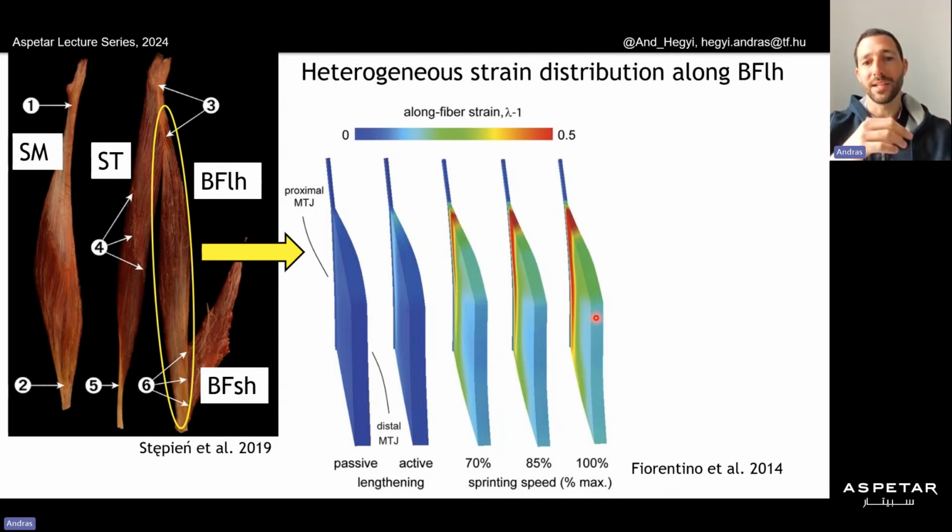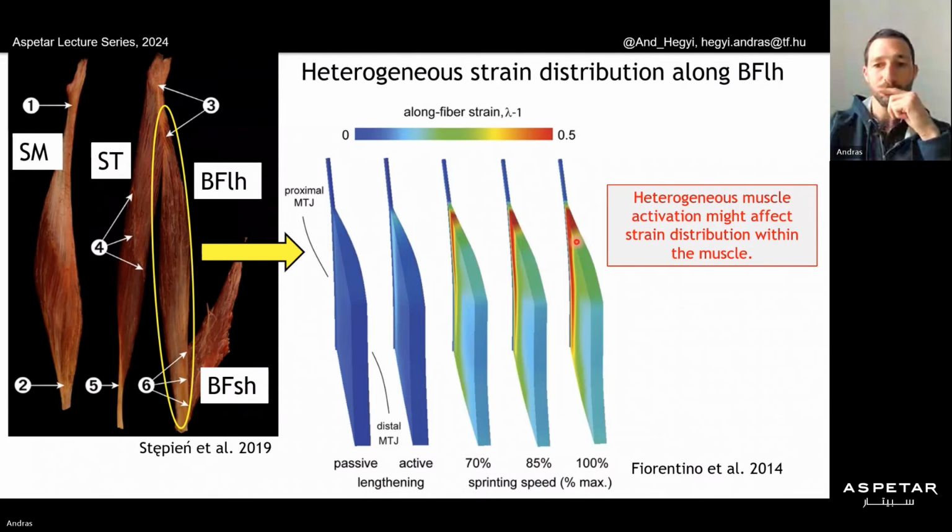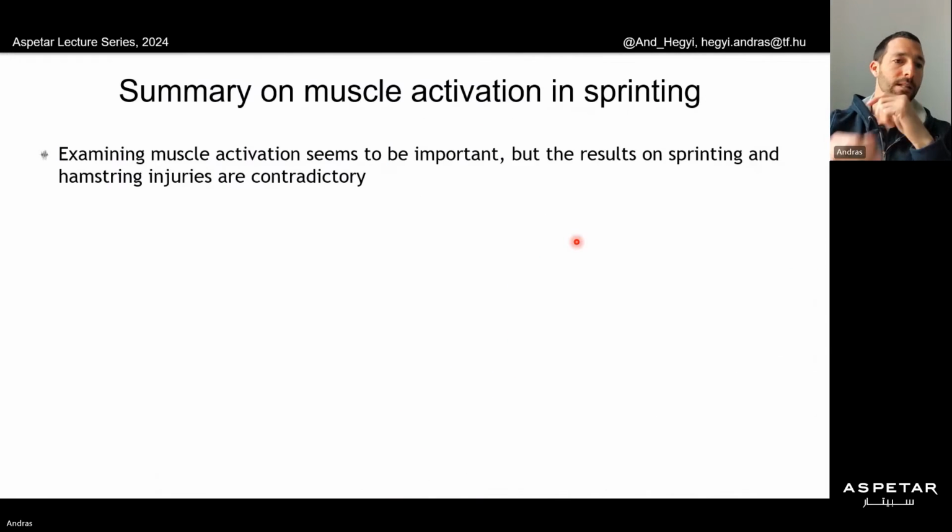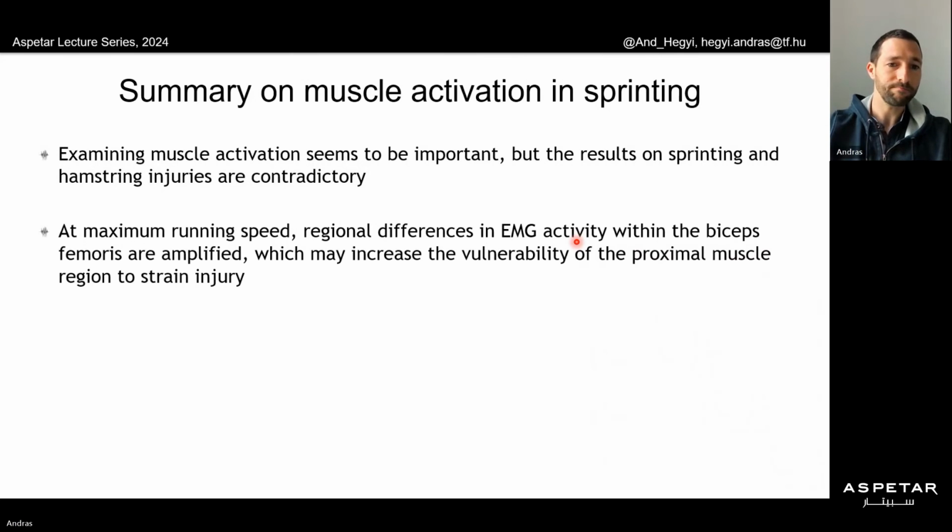As I mentioned, we had some in vitro studies showing that the activation of the muscle actually affects how much strain you have in the muscle. So probably the regional distribution of the muscle activation can actually change this pattern and make some people more vulnerable to hamstring injuries than others. So examining muscle activation seems to be important, but the results on sprinting and hamstring injuries are contradictory.